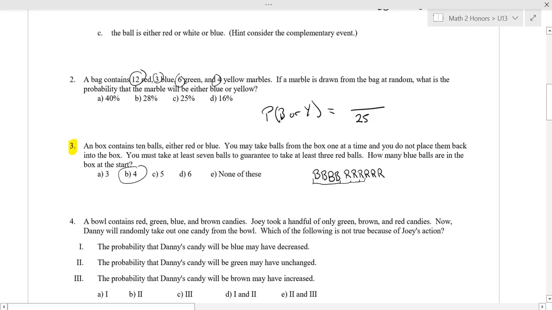And then how many blue or yellow do I have? So I add the blue and the yellow together, and I get 7. So 7 out of 25. If I multiply top and bottom of that fraction by 4, I get 100 as the denominator. I get 28 as the numerator, and that's 28%. Percent just means a fraction over 100, and so we can see that the answer to number 2 is B.